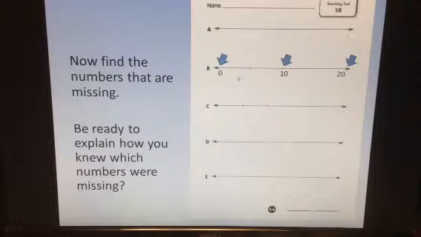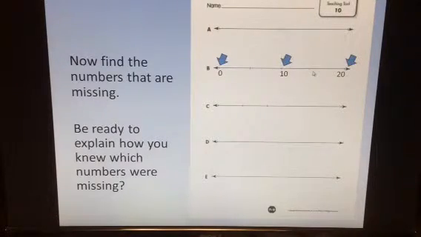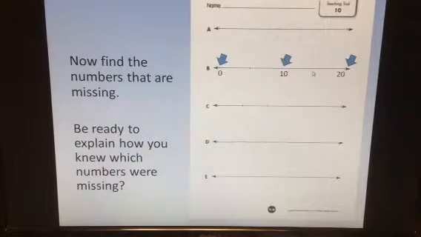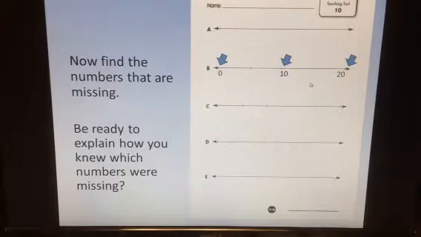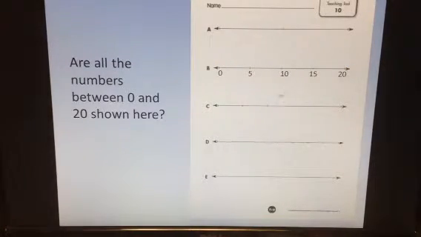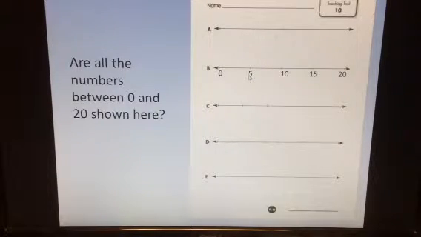There's a tick mark halfway between 0 and 10. What number goes there? There's a tick mark halfway between 10 and 20. What number goes there? We wrote down the numbers and then we explained how we found those numbers. Here's how the worksheet looks when the numbers have been added in. It should have a 5 here between the 0 and the 10, and a 15 here between the 10 and the 20. Then we asked ourselves, are all the numbers between 0 and 20 shown here?